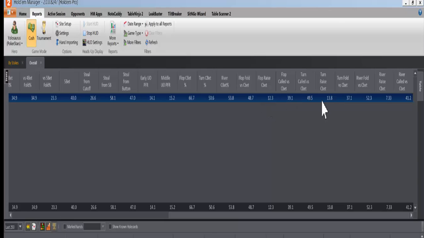Turn raise c-bet 13.8%. Might be a bit high, but I don't think it's a big deal. What's the acceptable range for flop raise c-bet and turn raise c-bet? Maybe flop is probably 7 to 15, and it should be lower at higher stakes and higher at lower stakes. Turn raise, I think, is about 10%.